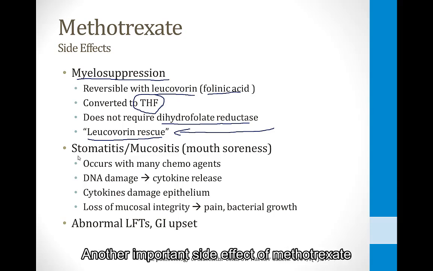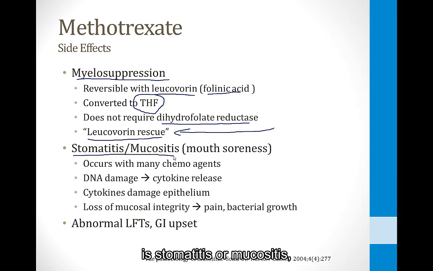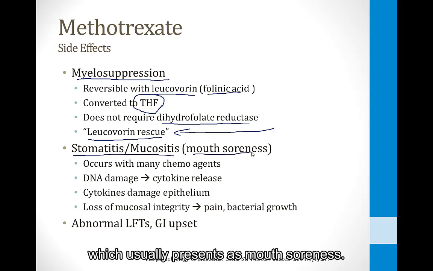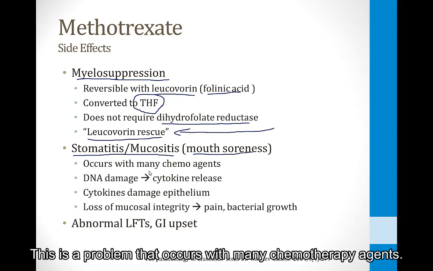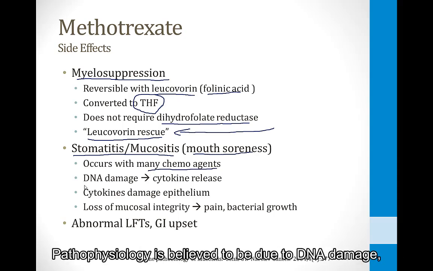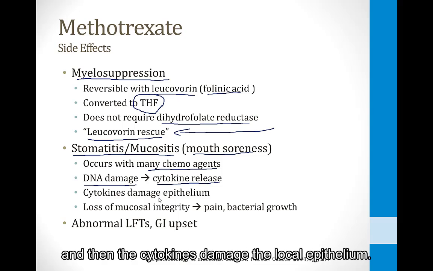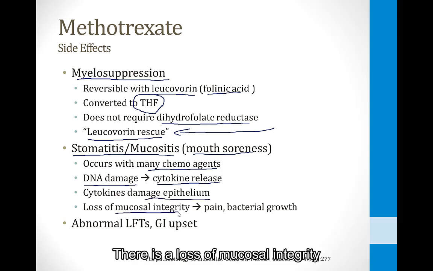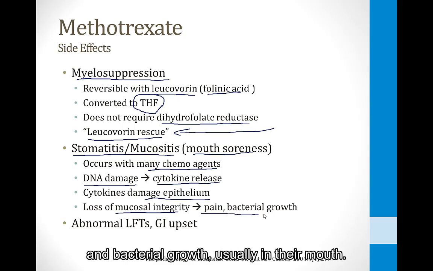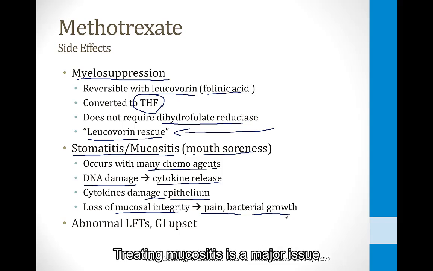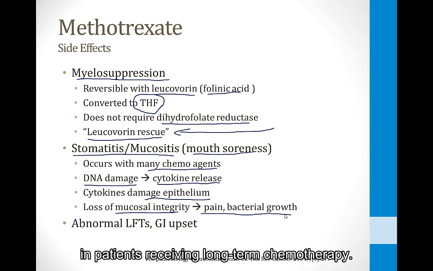Another important side effect of methotrexate is stomatitis or mucositis, which usually presents as mouth soreness. This is a problem that occurs with many chemotherapy agents. Pathophysiology is believed to be due to DNA damage, which triggers cytokine release, and then the cytokines damage the local epithelium. There is a loss of mucosal integrity, and as a result, patients develop pain and bacterial growth, usually in their mouth. Treating mucositis is a major issue in patients receiving long-term chemotherapy.